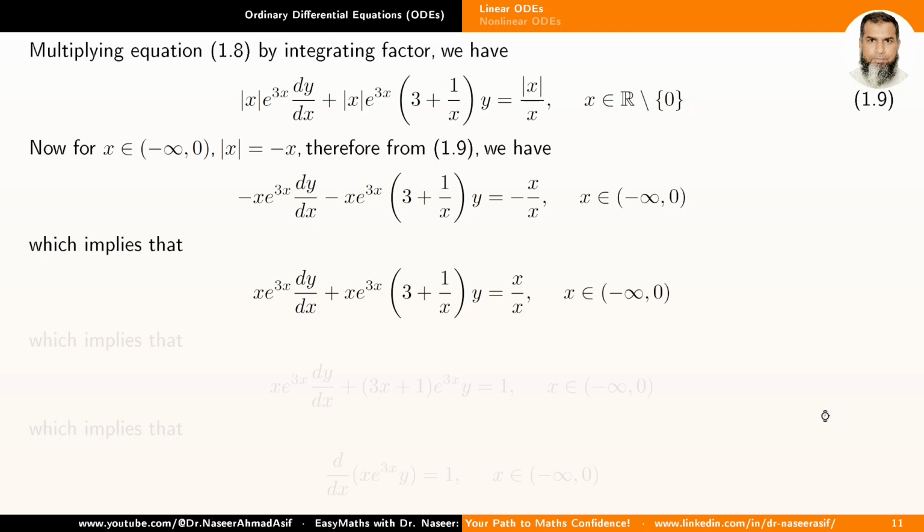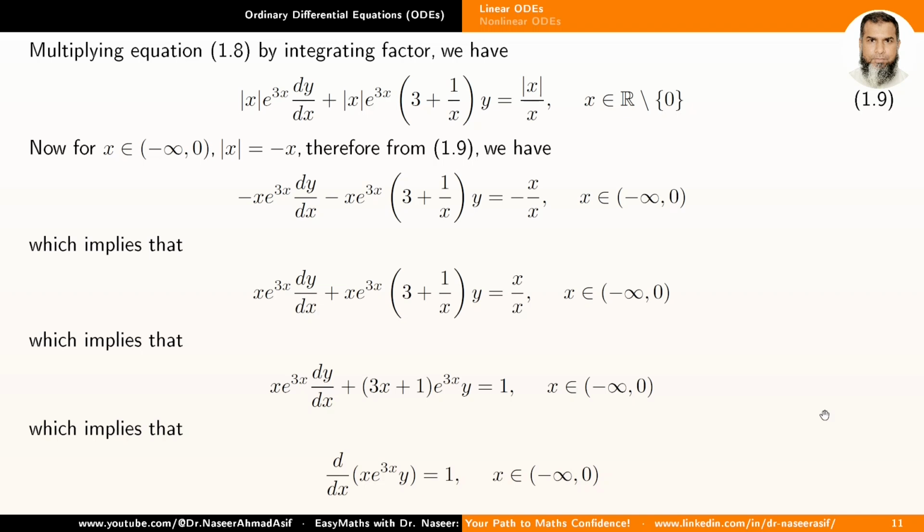Well, this can be expressed as x exponential of 3x dy by dx plus (3x plus 1) into exponential of 3x into y is equal to 1, where x belongs to minus infinity to 0, open interval. So we have d by dx of x exponential of 3x into y is equal to 1, where x belongs to minus infinity to 0, open interval.